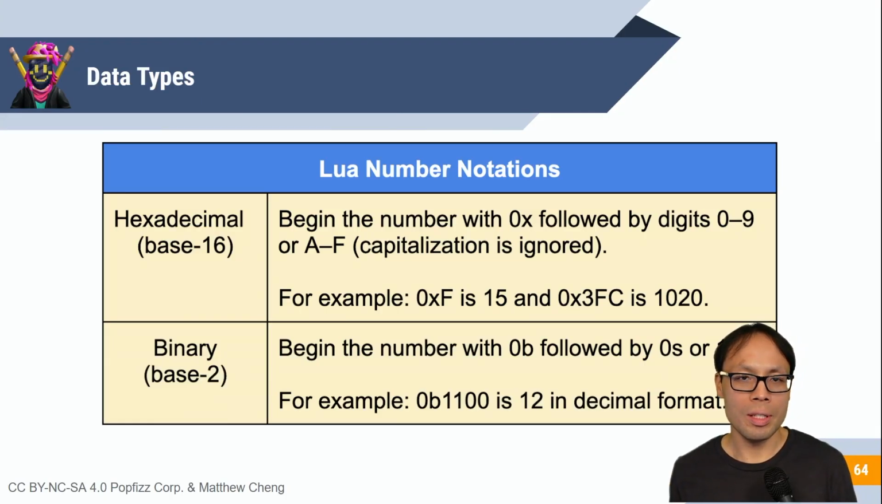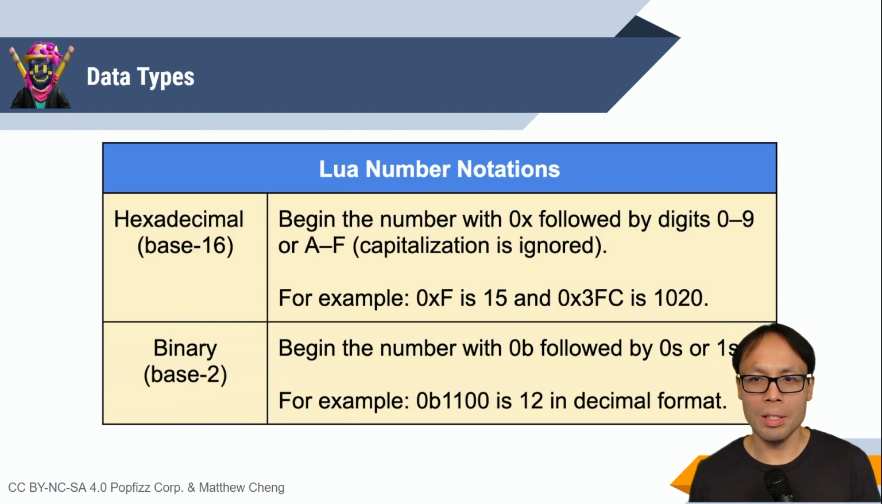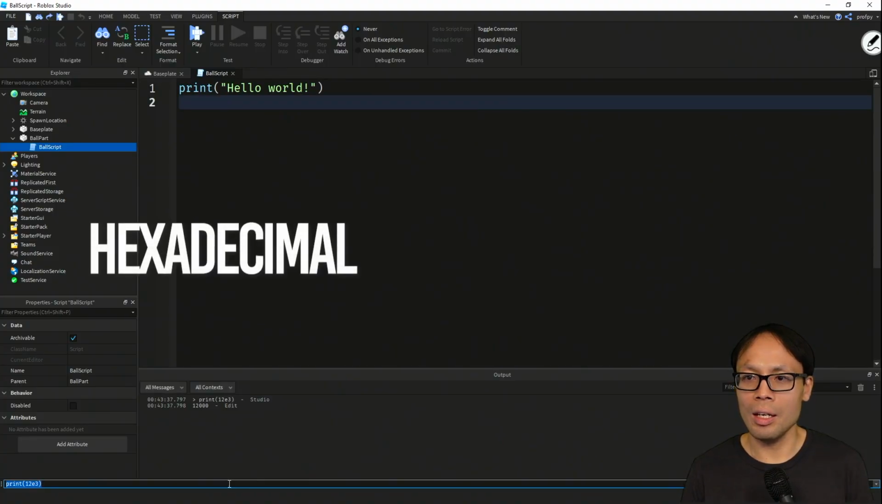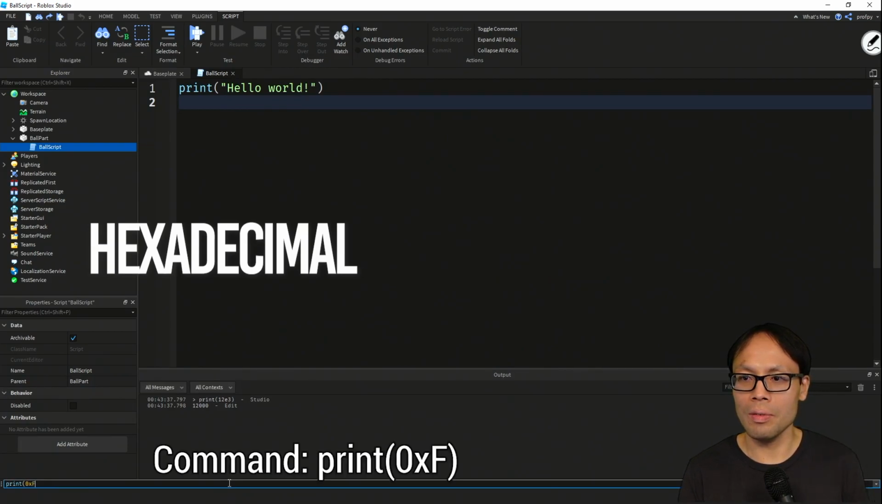Lua also understands hexadecimal. So hexadecimal is base 16. Base 16 is a combination of digits, 0 to 9, and also letters from A to F. A hexadecimal number in Lua would begin with 0 and X, followed by the hexadecimal number. So again, let's go back to Roblox Studio, and I'm going to print out 0xF, and Lua knows that that is 15.